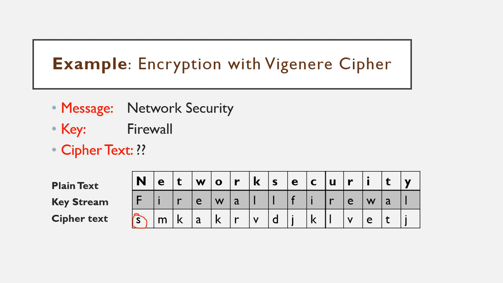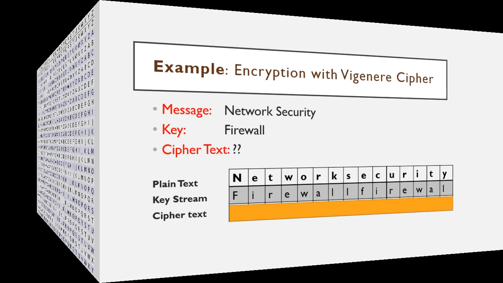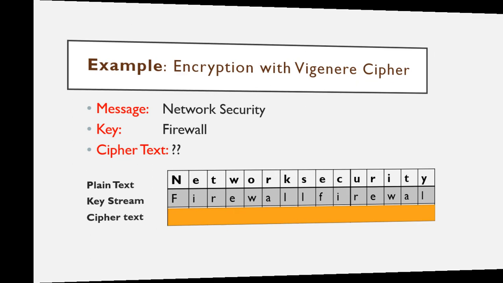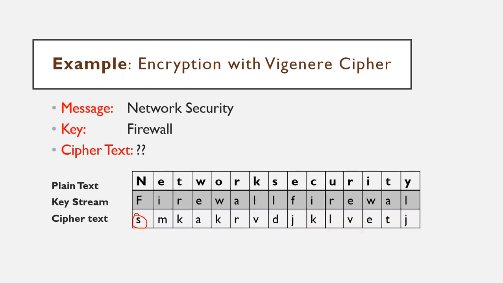Then in plain text we have e, and in the key stream we have i. Go to the table again, e and i. So here, in plain text we have e, and in key stream we have i. Find out the intersection of these two characters. There is the e and it's m. See, so e is encrypted as m.